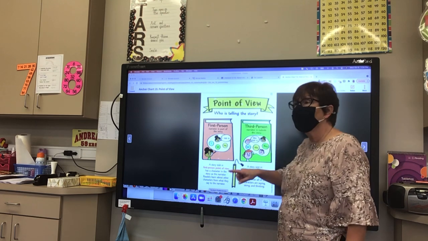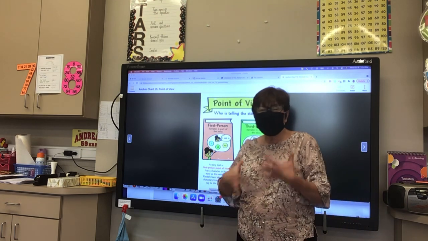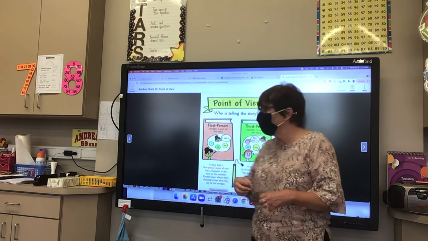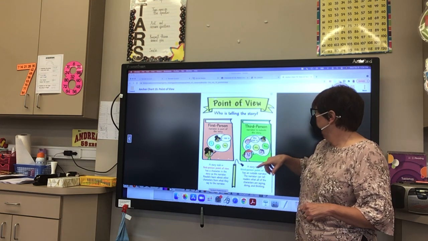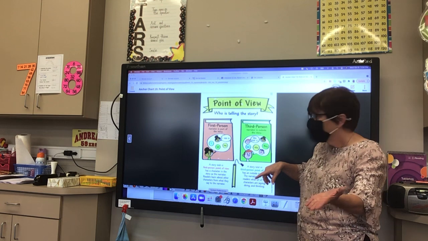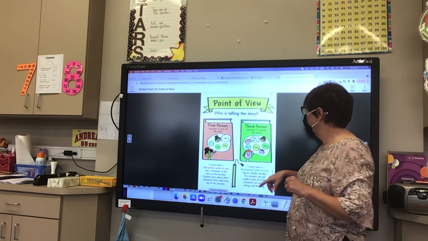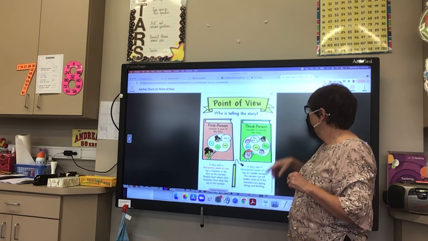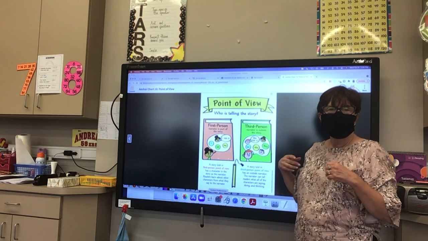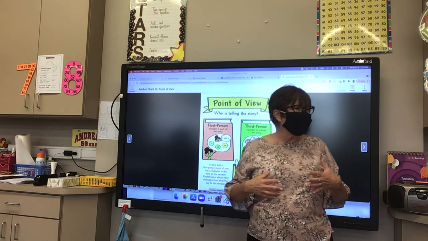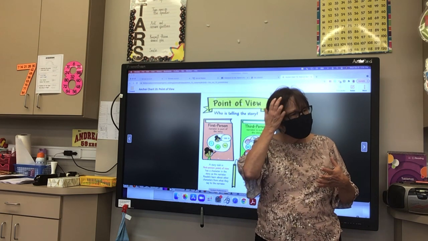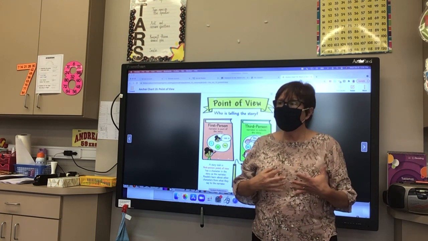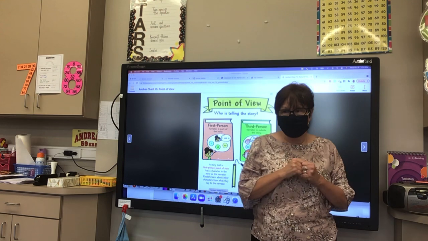Here are some of the key words that give you an idea that it is third person point of view. We have the word she. Everybody, she. He. They. Those are third person point of view key words. So when we're reading a story, we have to decide what point of view that story is.